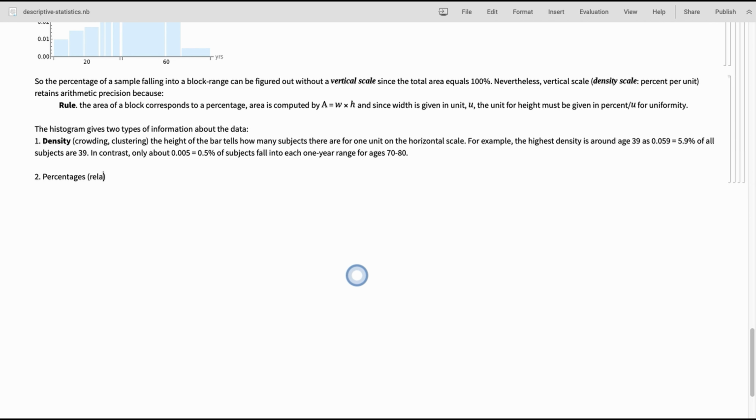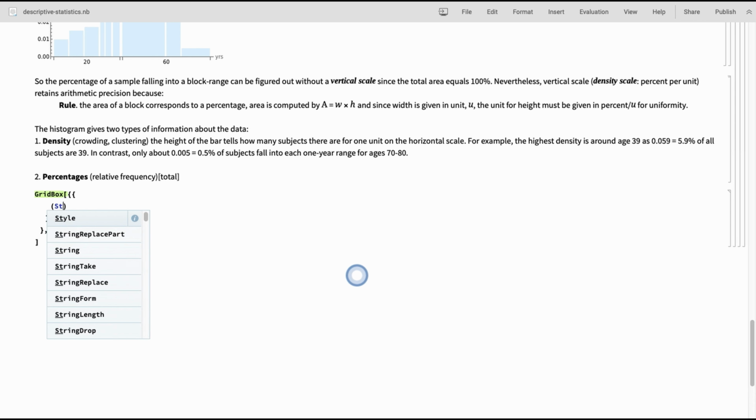And the second type of information, which can be gleaned from the histogram, is the notion of relative frequency. Okay, so percentages as relative frequency. Let's look at some more code.